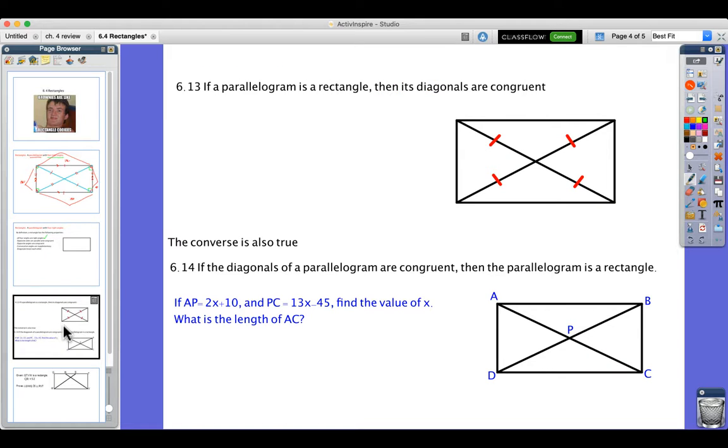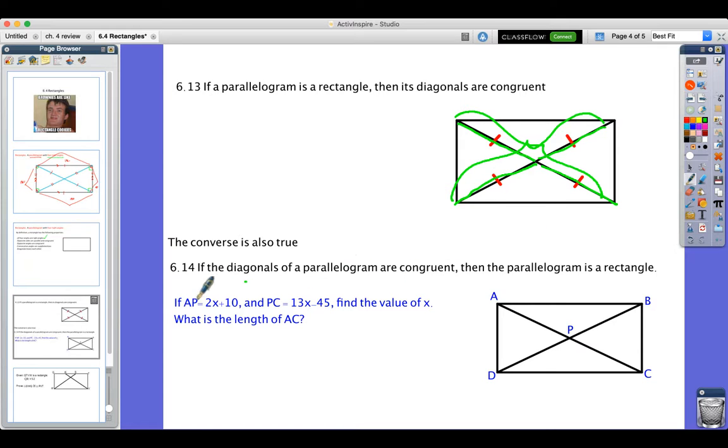If your parallelogram is a rectangle, not only do the diagonals bisect each other, but the diagonals are congruent altogether. So not only is the whole thing congruent to the whole thing right here, but the individual parts that got bisected are equal to each other as well. So all four segments right here are equal to each other. And the opposite is true as well. If we can show the diagonals are congruent to each other, then that proves that the parallelogram is a rectangle.